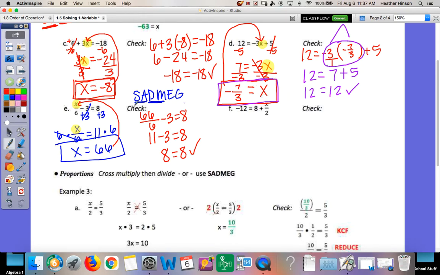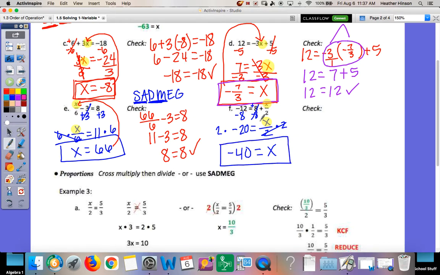Okay, F. Looking at x, SAD, MEG. Do we see subtraction or addition? Yes, we have this positive 8 right here. We get rid of that by subtracting 8. So negative 12 minus 8 is negative 20. On your x, next part of SAD, MEG, do you have division or multiplication? You're dividing by 2. The opposite of that is to multiply it out. So x equals negative 20 times 2, which is negative 40.